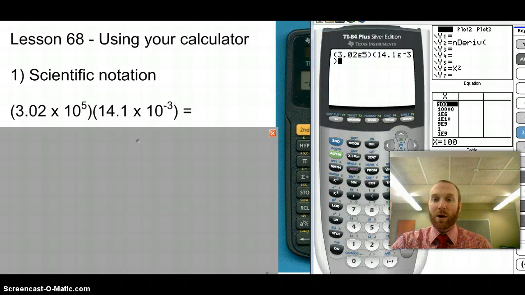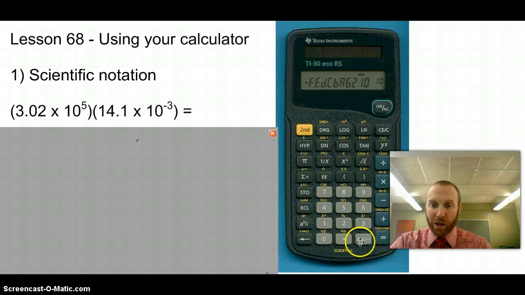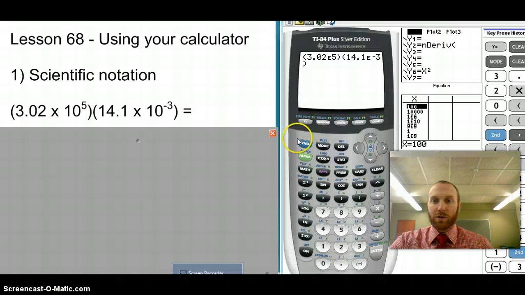You can see actually how that works on my calculator. I have already entered this 3.02 E 5. That's 3.02 times 10 to the fifth times 14.1 times 10 to the negative third. Make sure you're using the negative button and not the subtraction button. There's a negative button down here. If you use subtraction, they're going to give you an error message. You bring this answer up.